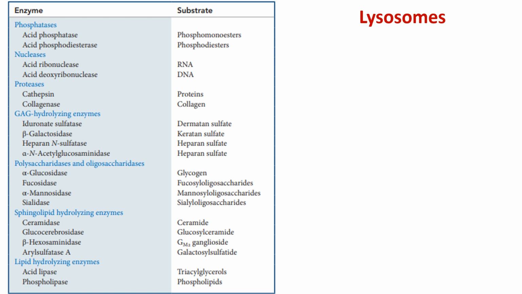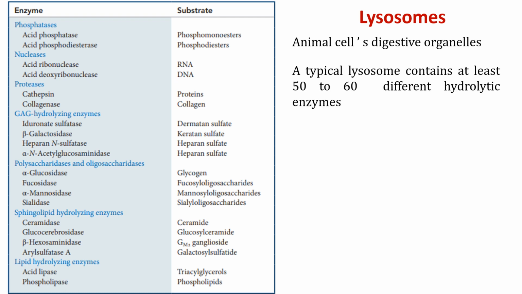Typically, a lysosome contains at least 50 to 60 different hydrolytic enzymes, which are capable of breaking down all types of biological polymers such as proteins, nucleic acids, carbohydrates and lipids. These enzymes each act on a particular substrate. All the digestive enzymes are produced in the ER and transported to the lysosome, which was discussed in my previous video. Please check the description box for more details.